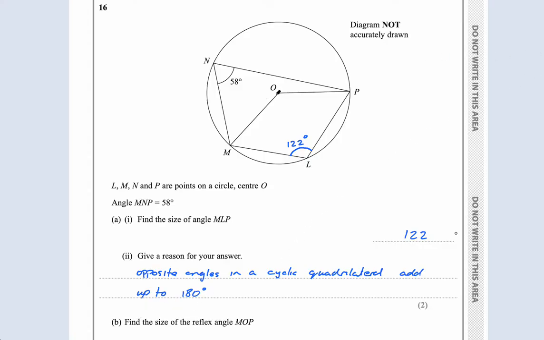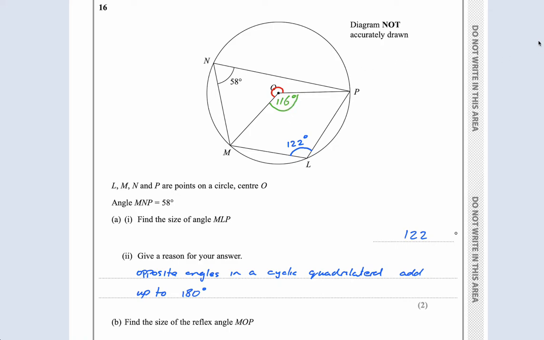Okay, they're being a little bit sneaky here, guys. MOP, but the reflex angle is that one, not this one. That's an obtuse angle. That is a reflex angle. Having said that, I'm actually going to find this angle here. Now, this angle here is 116 degrees. How did I know that? Because the angle at the center is double the angle at the circumference in the same segment. So if I start at M and P, MOP is double MNP, and 2 times 58 is 116.